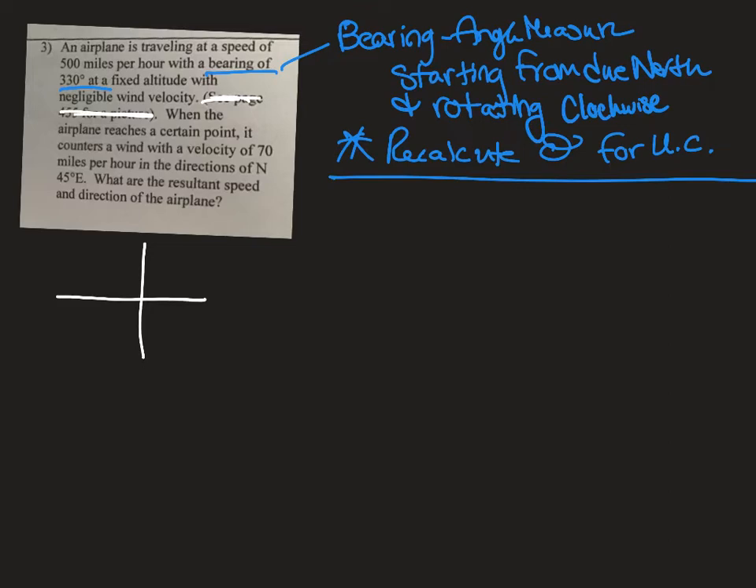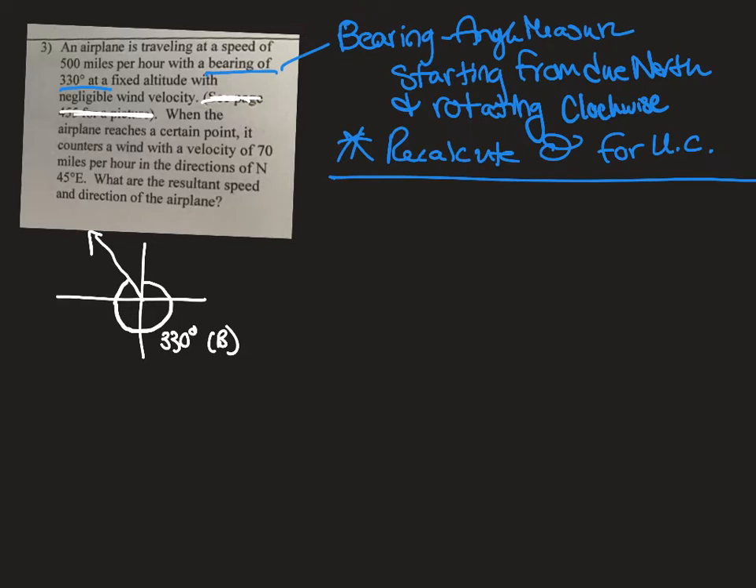I'm going to start at north. This would be 180, 270, 330. I should be just short of getting back to north. So this is 330 degrees. And I'm going to put the letter B next to it. So it's a bearing. Your calculator was programmed on the unit circle. So we're going to take this picture that I just drew and redraw this angle for the unit circle.